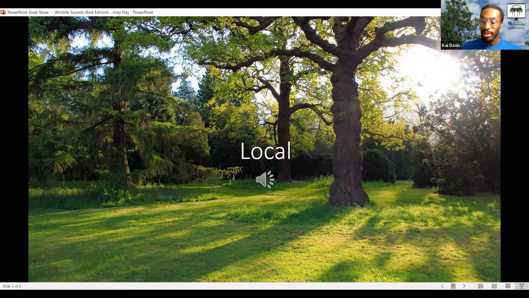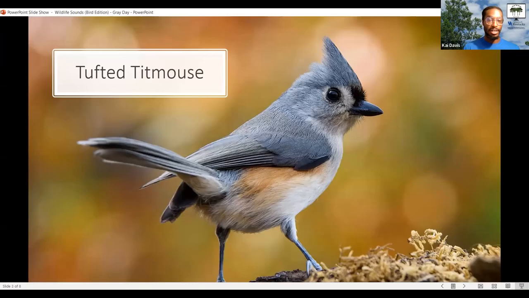All right, so I will do the grand reveal now. It is a tufted titmouse.